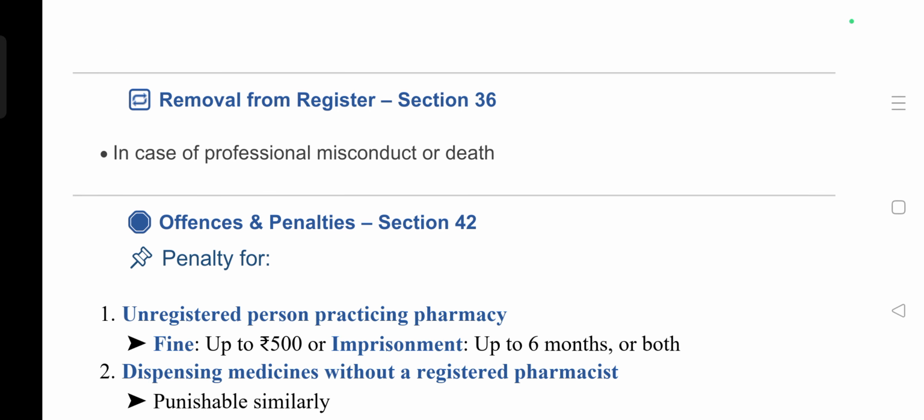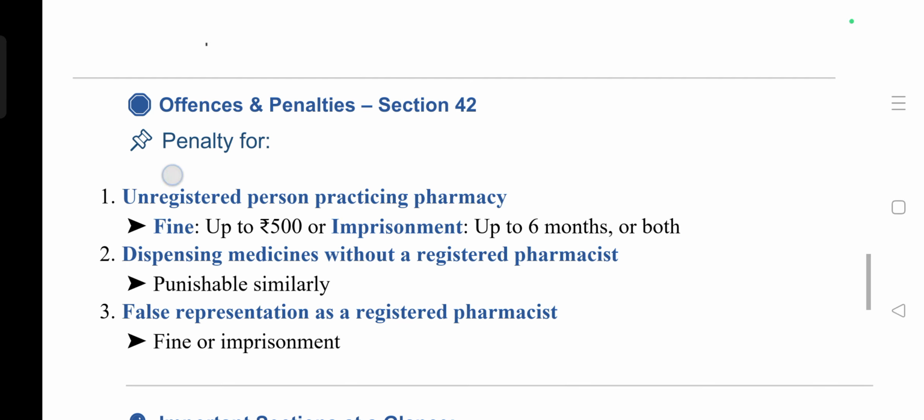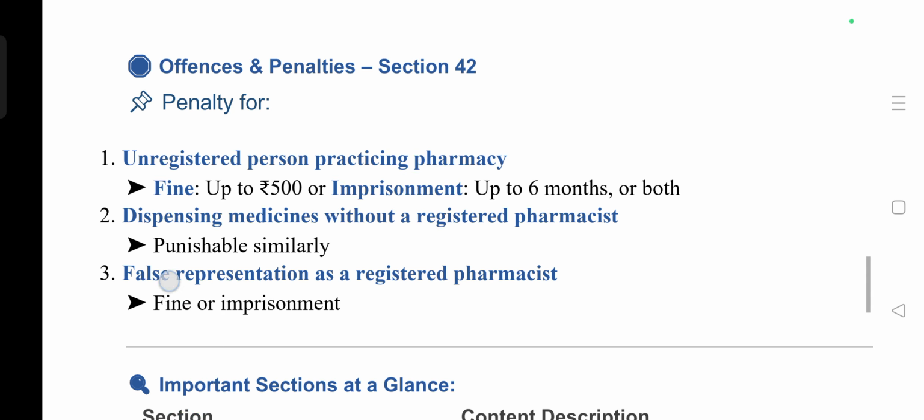Offenses and penalties come under Section 42. Penalties: an unregistered person practicing pharmacy is fined up to 500 rupees or imprisoned up to 6 months, or both. Dispensing medicine without a registered pharmacist is punishable in the same way. Falsely representing oneself as a registered pharmacist attracts fine and imprisonment.